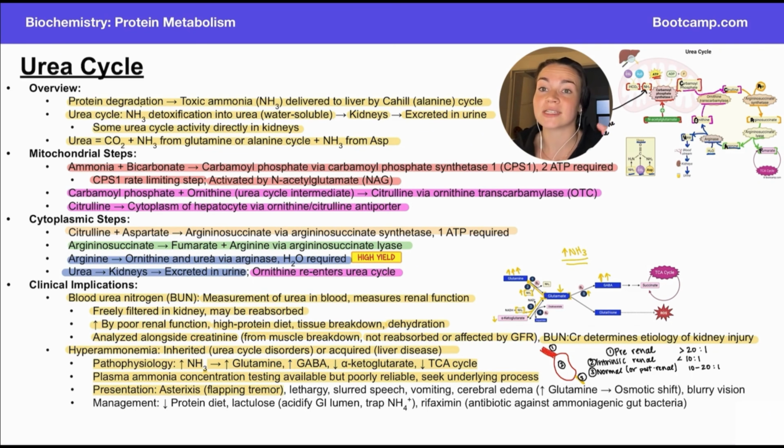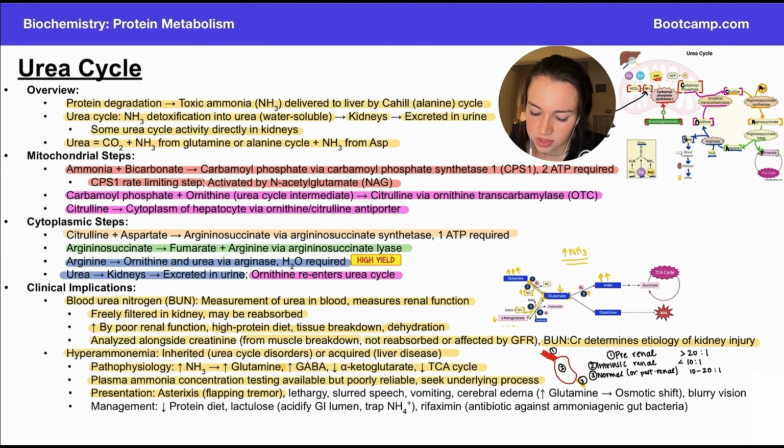When you have an increase in GABA, you've got more of that inhibitory input that is preventing you from keeping that muscle tone. Other symptoms include lethargy, slurred speech, vomiting, cerebral edema, and that cerebral edema is caused by the increased glutamine, which causes an osmotic shift, so it'll suck water to the brain, and then blurry vision for a similar reason. Management here, you want to decrease the ammonium.